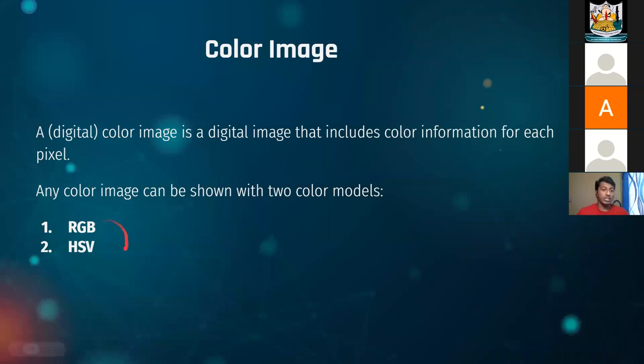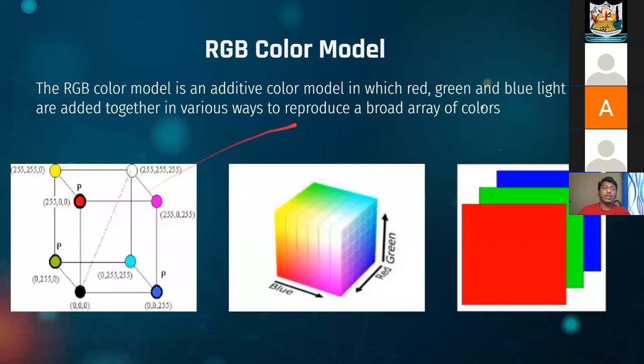Basically two types, RGB and HSV. There are a lot of other types you can research on your own later, but these are the basic ones that are used. So RGB and HSV are the basic color models that you have. So let's see what RGB is. Now RGB, I think you might have guessed already, is red, green and blue. So every color can be represented in the form of these three colors. The ratio of these three colors can form any color.